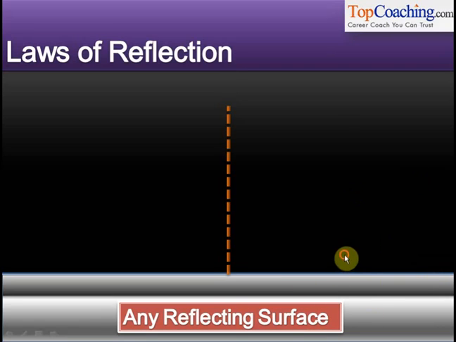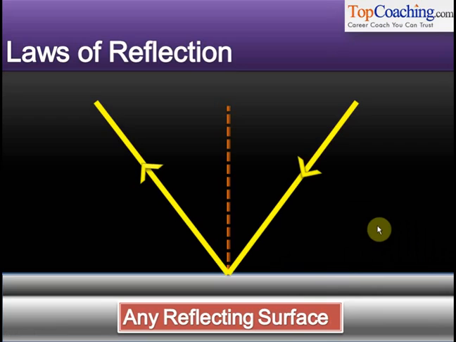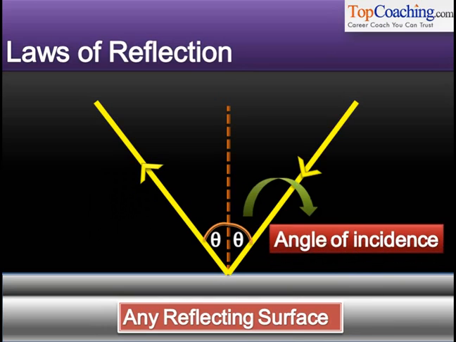The first law of reflection says that whenever a light ray strikes a reflecting surface and when it gets reflected, in that case the angle of incidence is equal to the angle of reflection. Here this yellow ray that's striking the reflecting surface first is the incident ray. It is the original light ray that is striking the reflecting surface. This light ray, after reflection from the reflecting surface, is the reflected ray. The angle of incidence is the angle between the normal at the point of contact of the incident ray and the reflecting surface, and the incident ray.